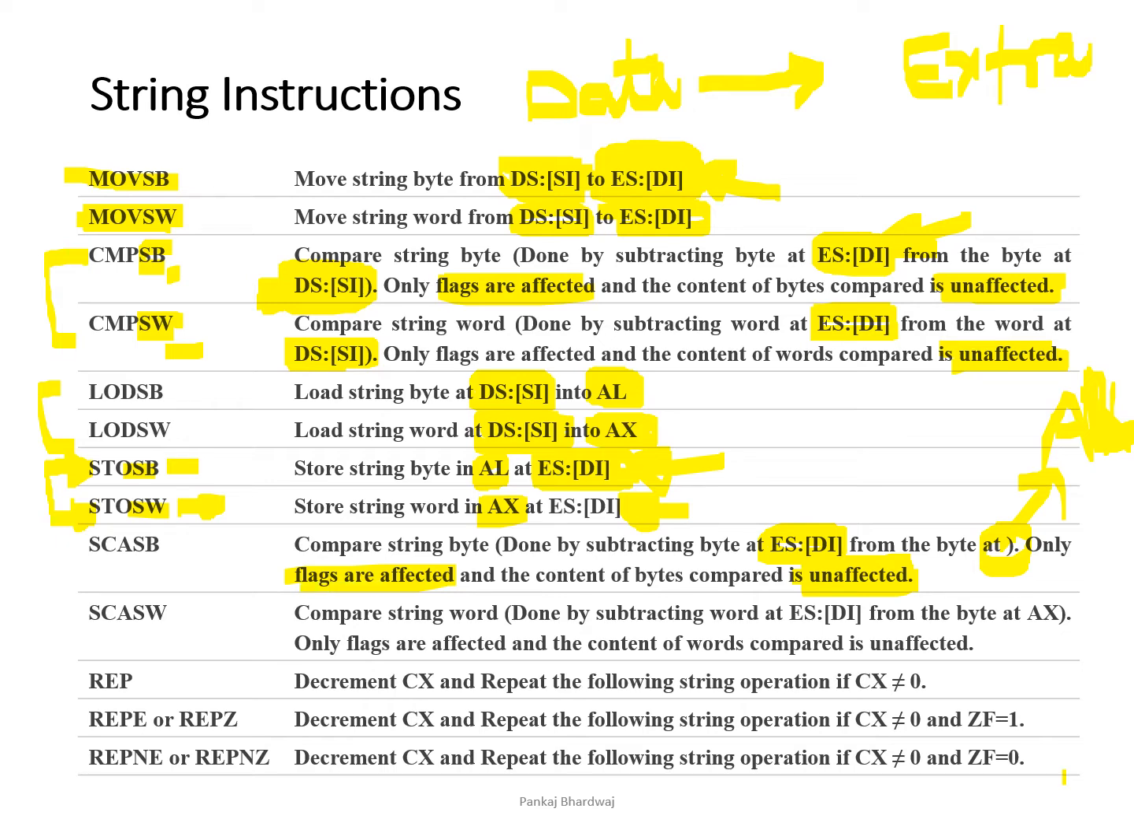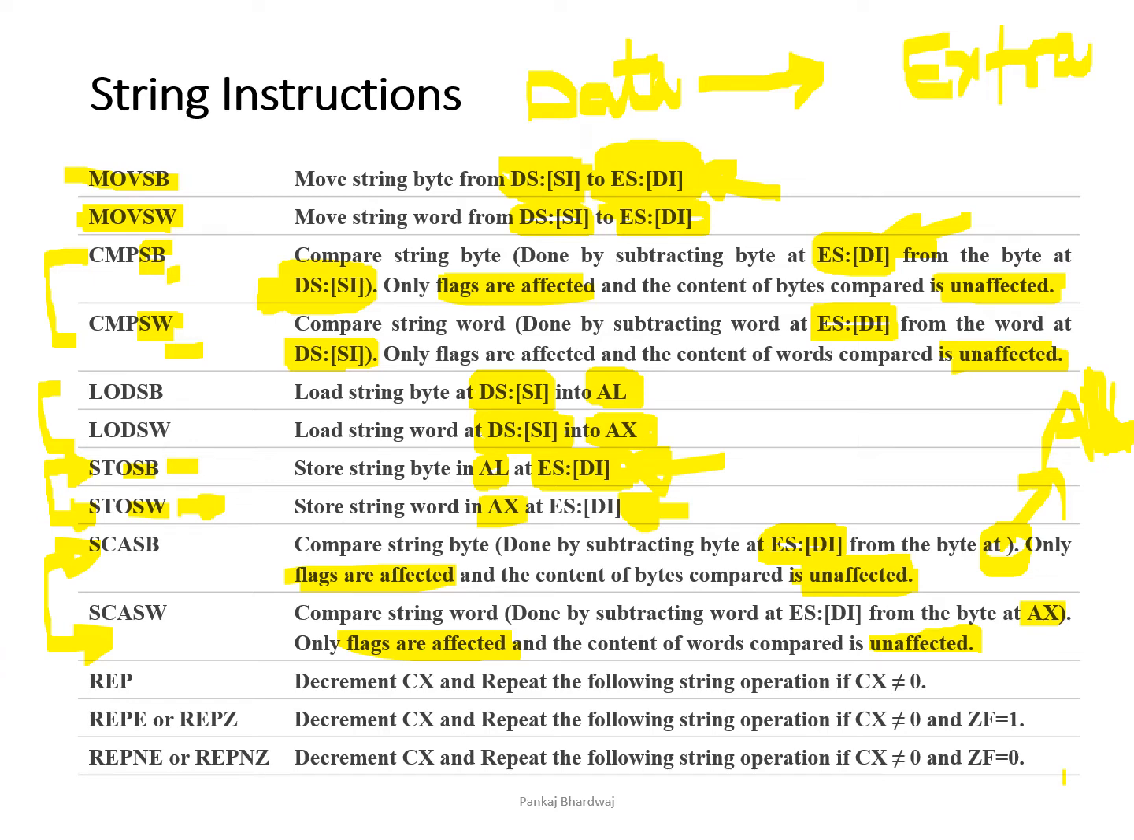Similarly, if we want to compare the string word with the AX content, then this will be done using SCASW, and obviously the data available in memory or in register are simply unaffected. The only thing that changes is the flags.